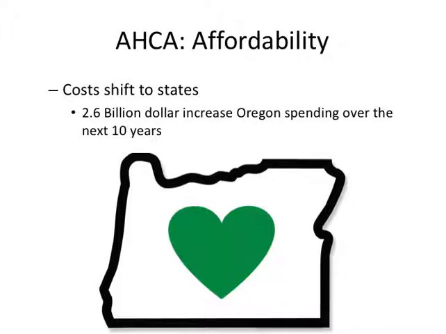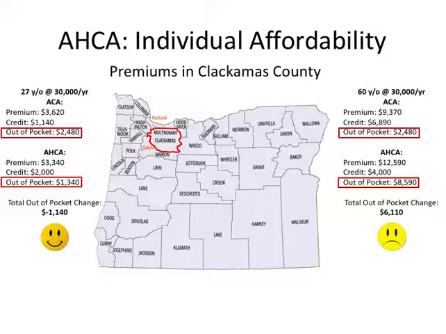Although on the federal level, spending would significantly decrease, much of that cost would then actually be shifted to the states. It is estimated that the AHCA would cost Oregon alone $2.6 billion over the next 10 years, if we were keeping up current coverage for our residents. When thinking about individual affordability, I'm going to talk about two counties in Oregon and compare what the premiums are under the ACA and what the premiums are projected to be under the AHCA.